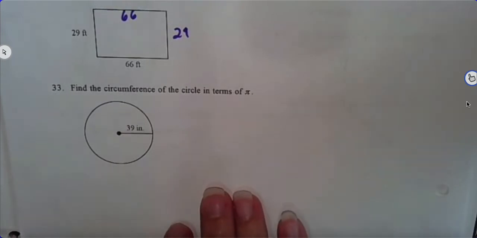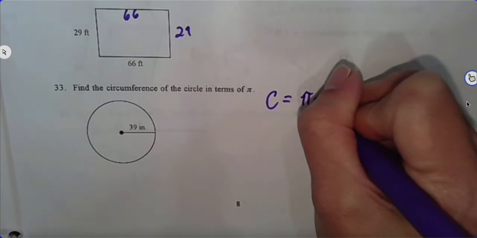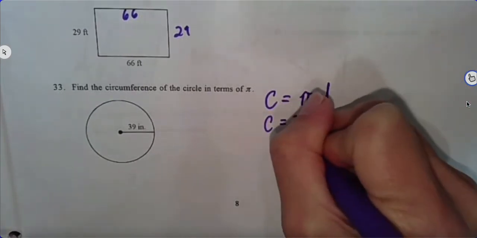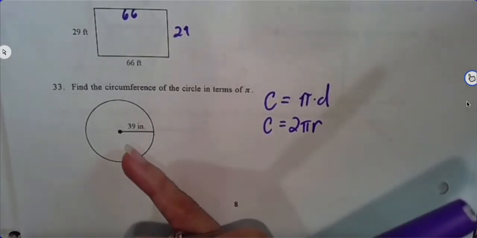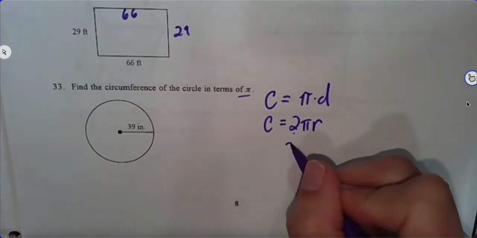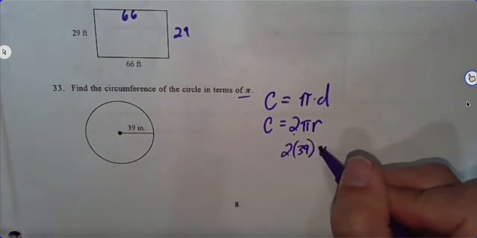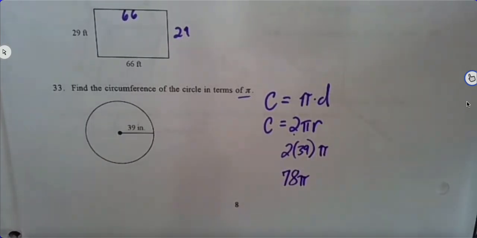That's what that means. Now, circumference, there's two ways to find the circumference. It's pi times the diameter, or it's 2 pi r. It just depends on what they gave us. What did they give us? The radius. And it says leave it in terms of pi, so don't multiply it. So 2 times 39 pi, and you got 78 pi. And I'll stop right here on 33 for a second.